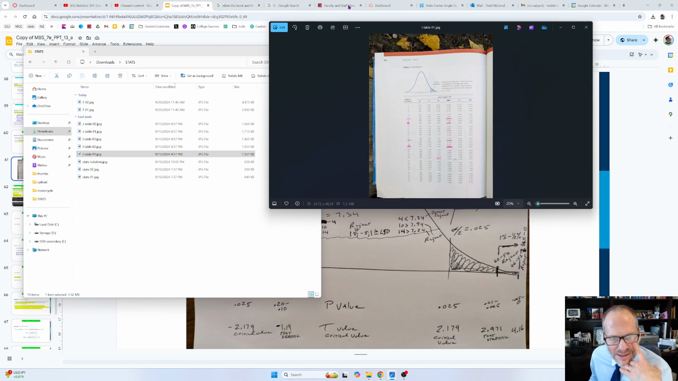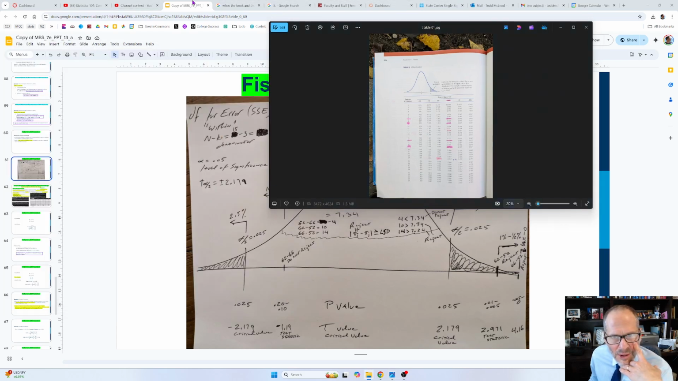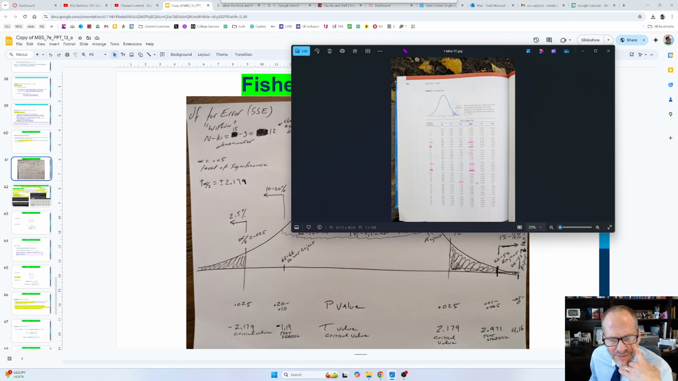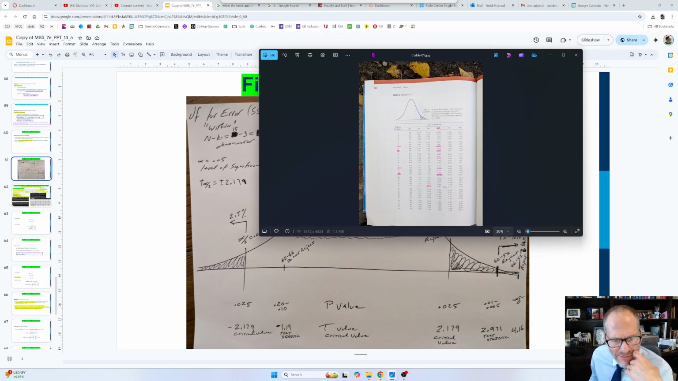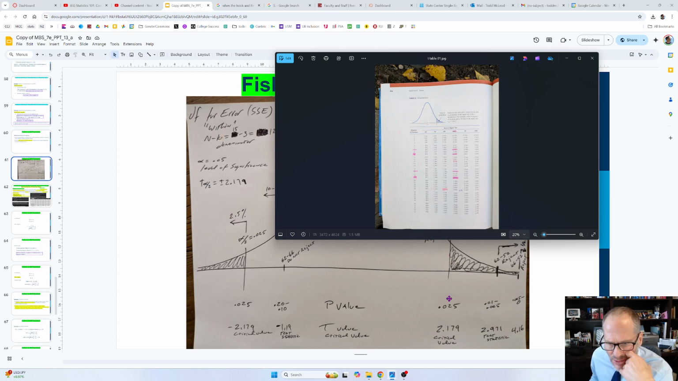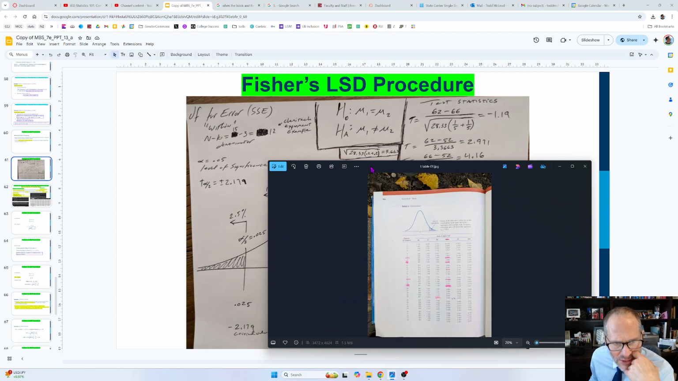So with this, let me just get rid of that. With this, if we have a level of significance of 0.025 right here, and we're operating with certain degrees of freedom.